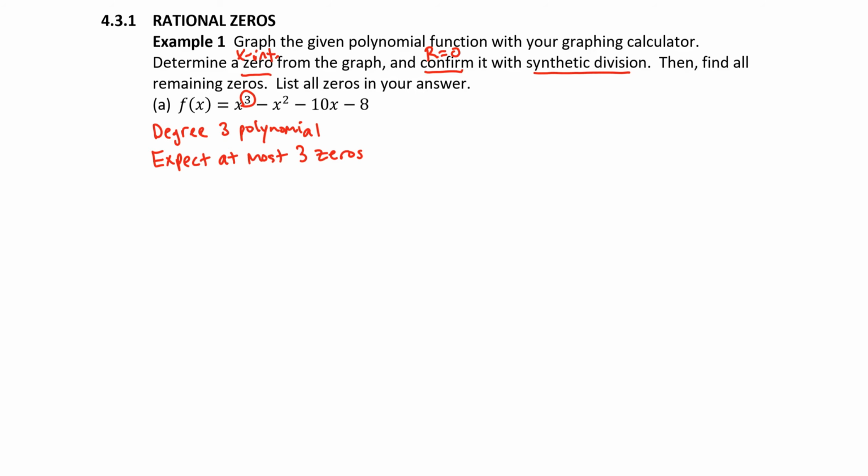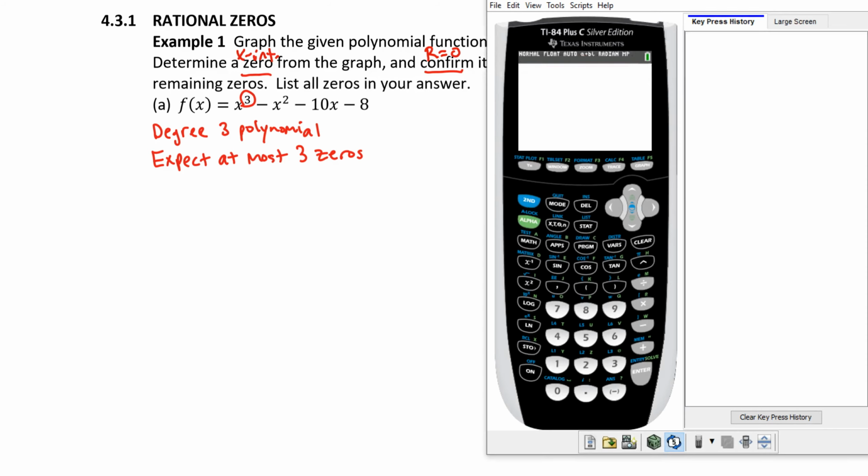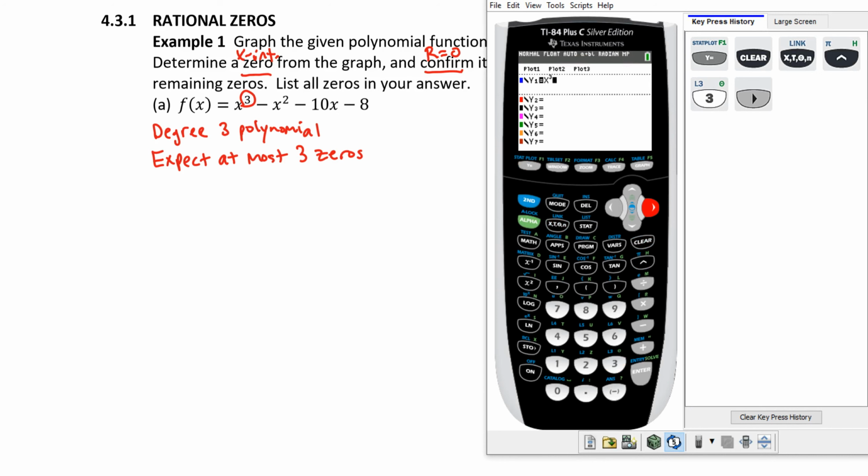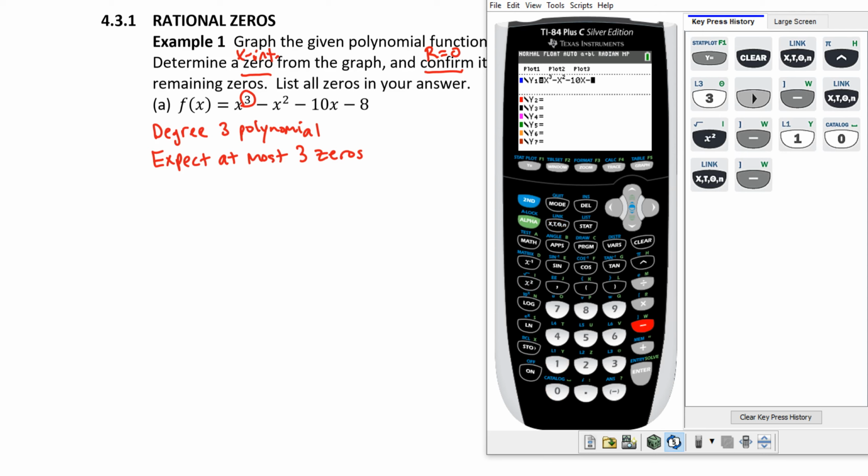Now, in the previous section, we started with a particular k value. We were able to find zeros given 1 zero. In this case, we have no idea what any of the zeros are, and this polynomial cannot be factored by grouping. So to get started, we are going to graph the polynomial function with our calculator. So I'm going to go to my y equals function and type in the polynomial as it is written. x cubed minus x squared minus 10x minus 8. And I'm going to graph that in our standard viewing window.